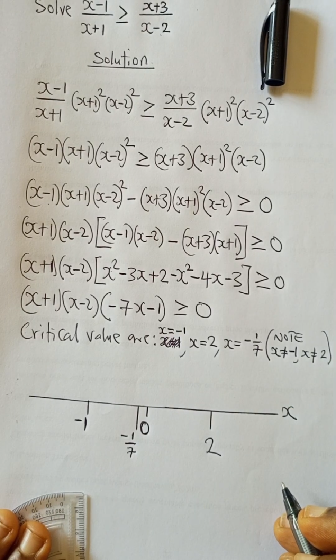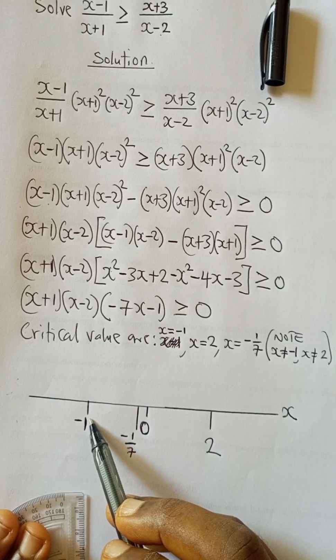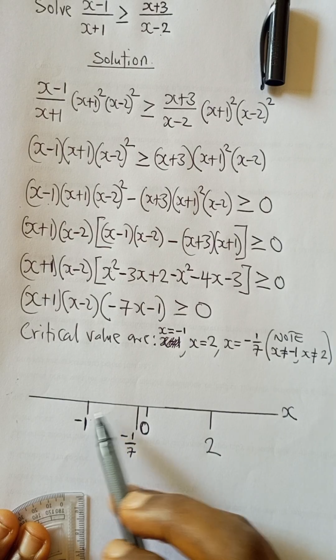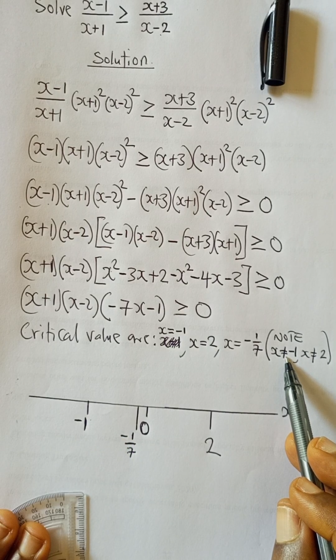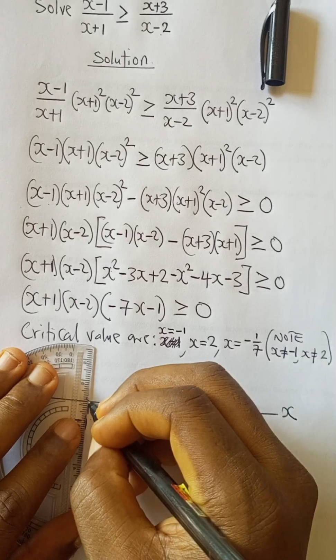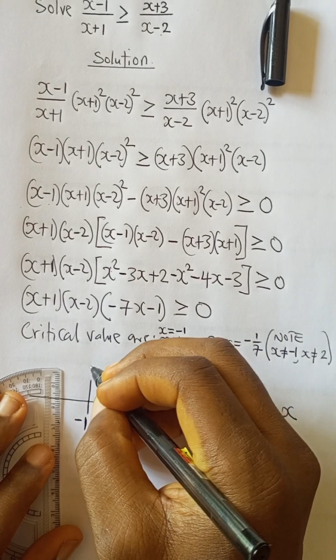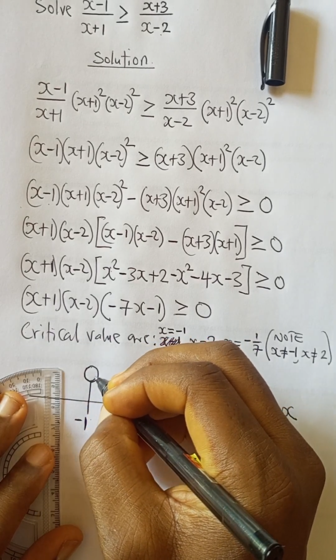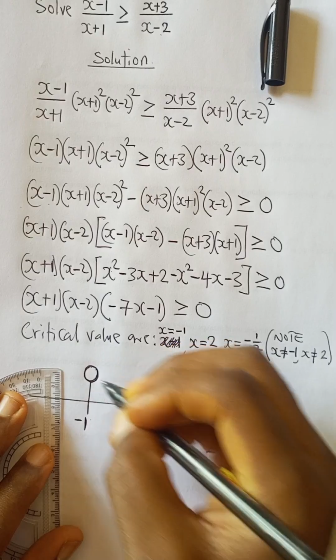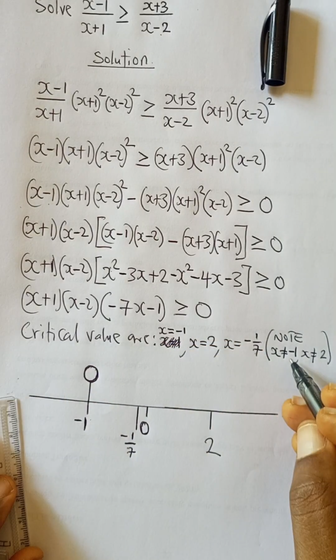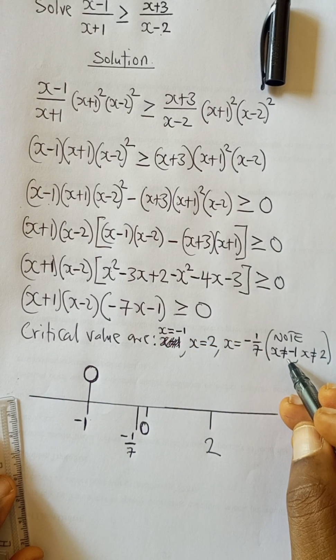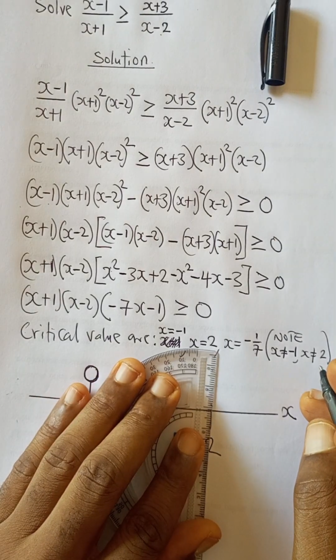Now, this is what you're going to do. When you are marking off minus 1, remember that s cannot be equal to minus 1. So when you bring this minus 1, don't shade it, because s cannot be equal to minus 1. Leave it open, because we are already sure that s cannot be minus 1. We are also sure that s cannot be equal to 2.